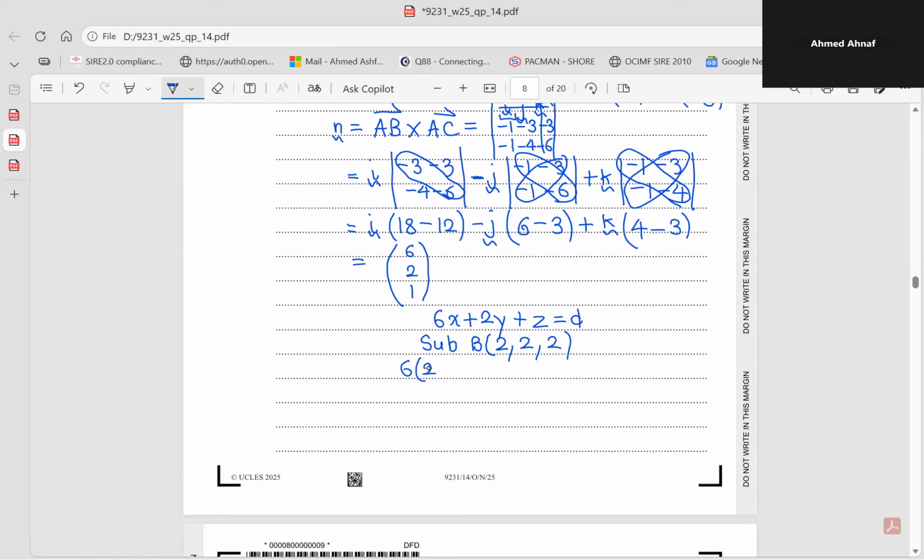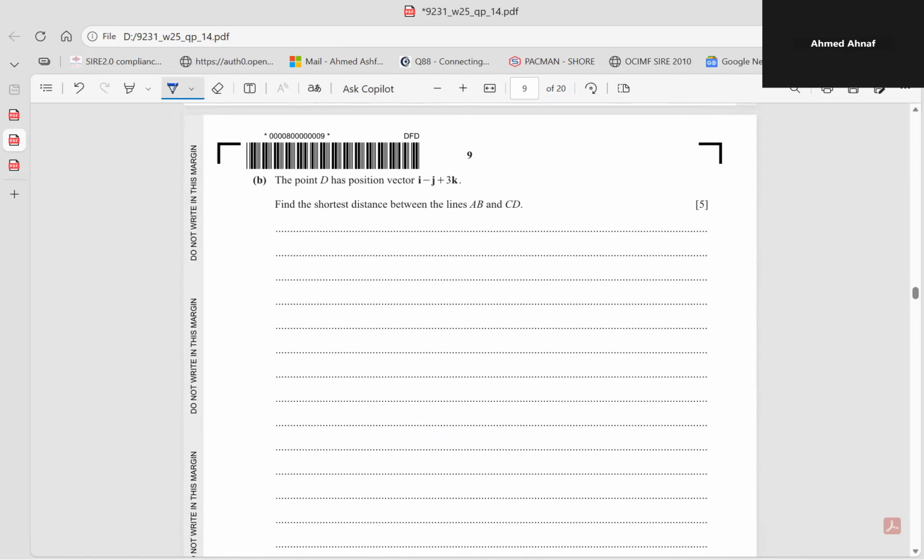So this is going to be 6 times 2 plus 2 times 2 plus 2. So 12 plus 4, which is 16, plus 2, which is 18. So therefore, D is equal to 18. So our final answer would be 6x plus 2y plus z equals 18. Okay? So this would be our final answer for this first part. Let's move on to the next part.